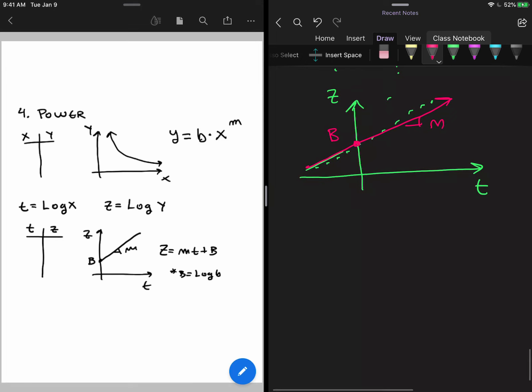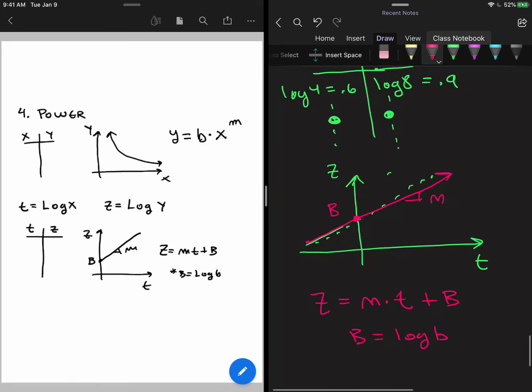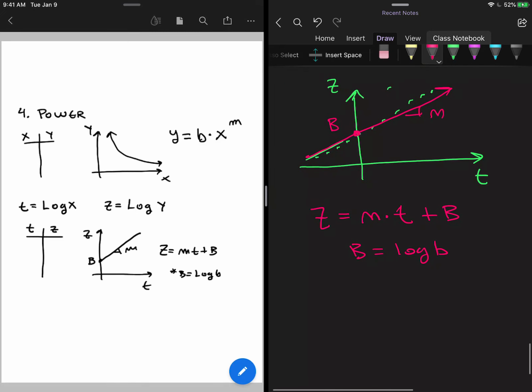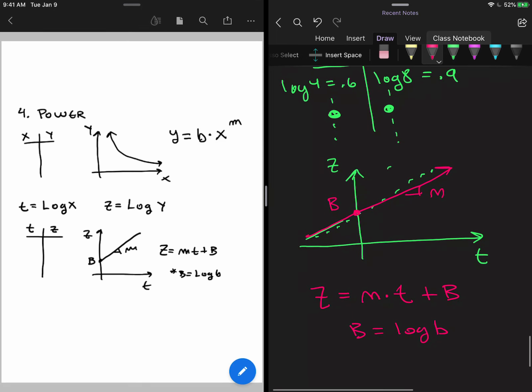And so this is a straight line again, so the equation is going to be z equals the slope m multiplied by the independent variable t, plus the y-intercept capital B, where in this case capital B is going to be log base 10 of b from the original graph. So these are the four main types of methods that you'll use to convert your measurements into a linearized graph.